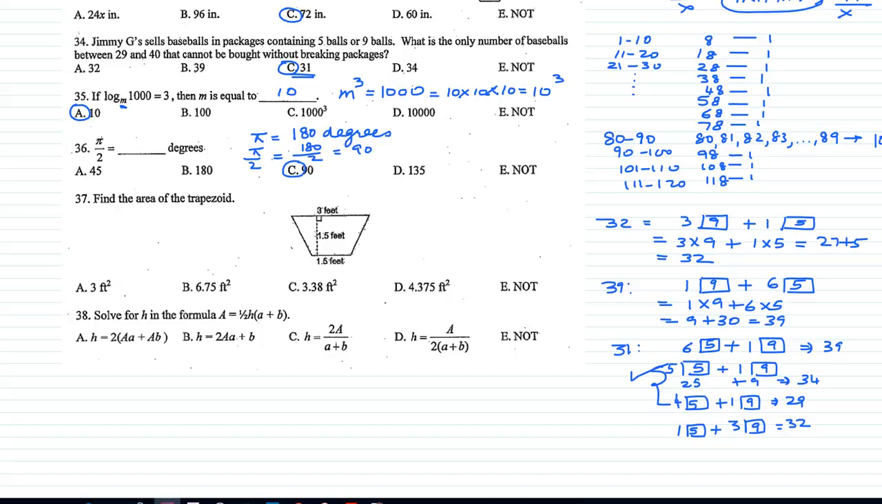Question 37, find the area of the trapezoid. So the area of the trapezoid is half times base 1 plus base 2 times height, which is nothing but the perpendicular distance between the two bases. So in this case, base 1, we can select it as 3 feet. Base 2, we can select it as 1.5, and height is 1.5. So we get half times 4.5 times 1.5. So half times 4.5 is 2.25, and then 2.25 times 1.5.